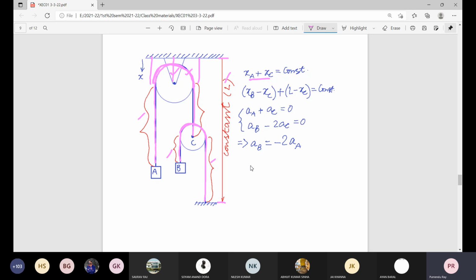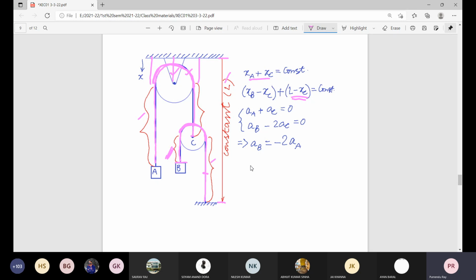Next thing, for the second rope. Now XB minus XC, this is the straight part, plus this constant lap length, plus this variable length, which is L minus XC. So this part is that additional information you need to consider compared to the previous one, where there is no such hanging weight C.